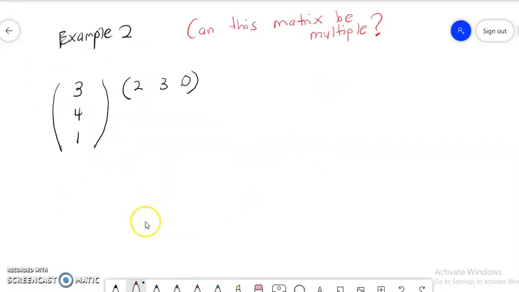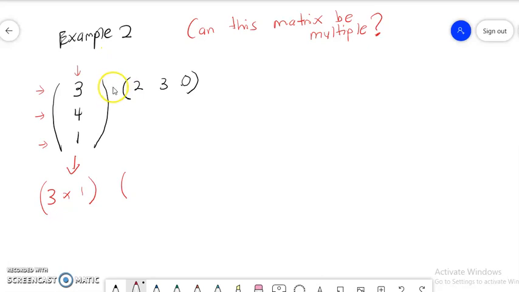Now here we have a second example. The question is, can this matrix be multiplied? Let us check it out. This first matrix has 1, 2, 3, so 3 rows, and they have 1 column.